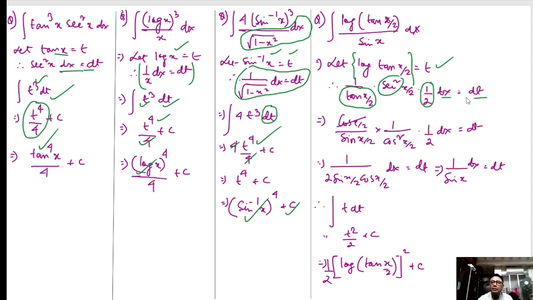So as you can see here, please watch this. Tan x by 2 we have broken it, sec square x by 2 we have broken it. So what remains is 2 sin x by 2 cos x by 2, which is actually sin x. So 1 by sin x dx is equal to dt. So from there we get t square by 2. Now put the value of t, we get the answer.